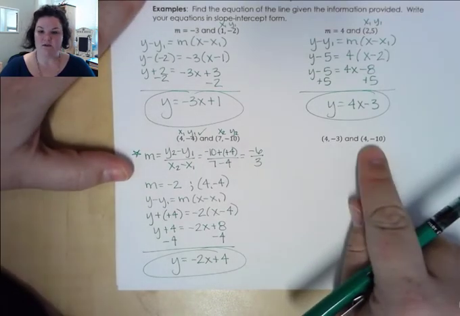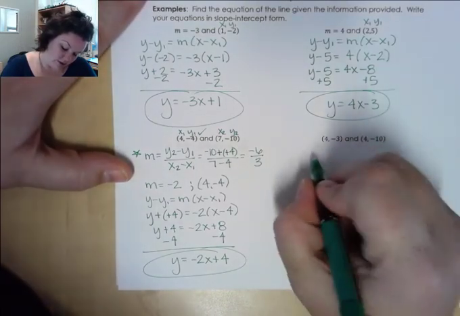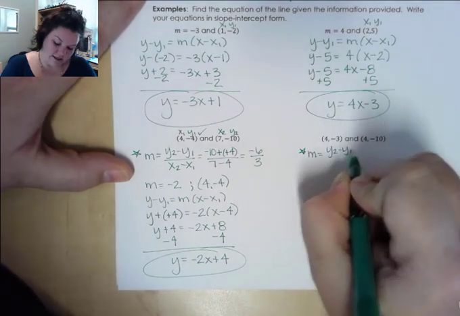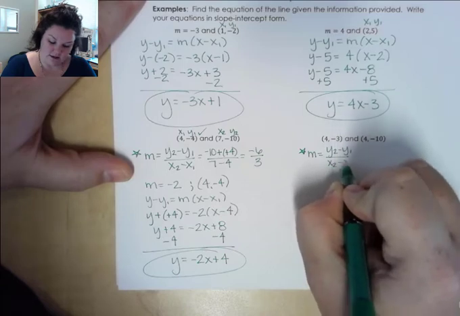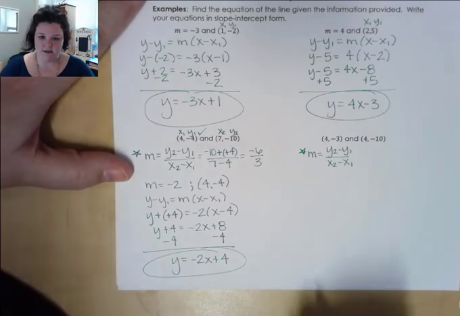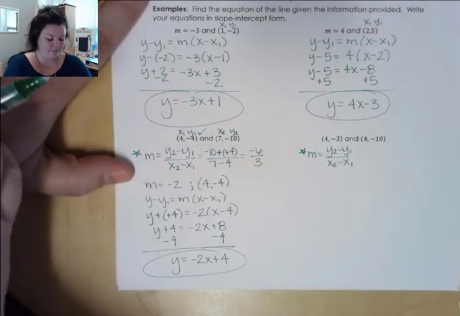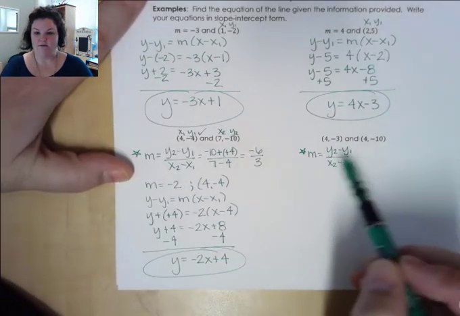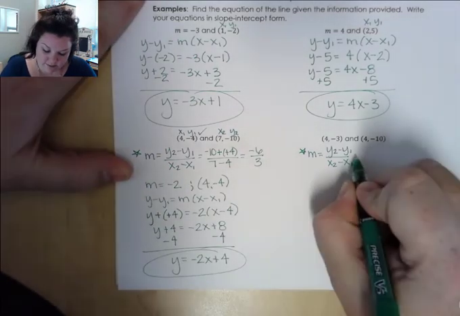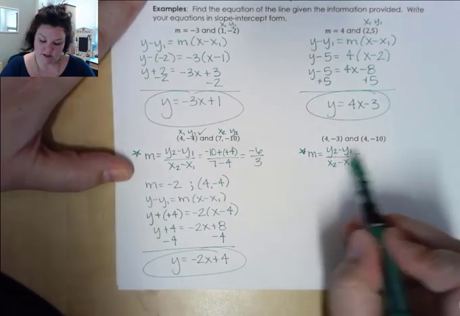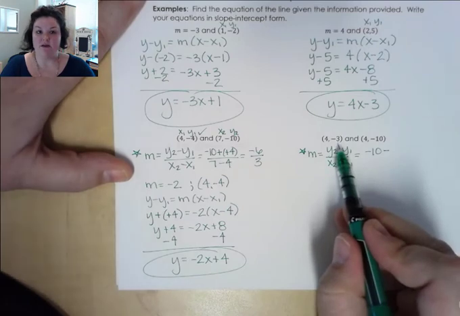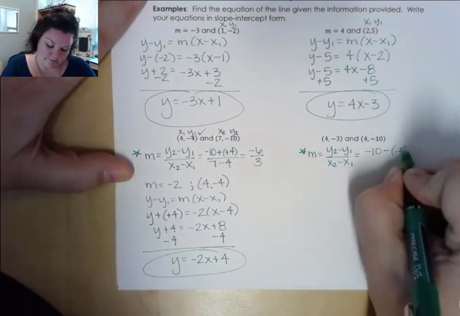Okay, so on this one, same idea, we don't know the slope, so we're going to go ahead and calculate the slope first. The slope says to do my second y minus my first y and divide that by my second x minus my first x. So again, this is definitely a formula that you're going to need to know. Okay? All right, so let's go ahead and plug it in. My second y value here is negative 10 minus my first y value, which is a negative 3.